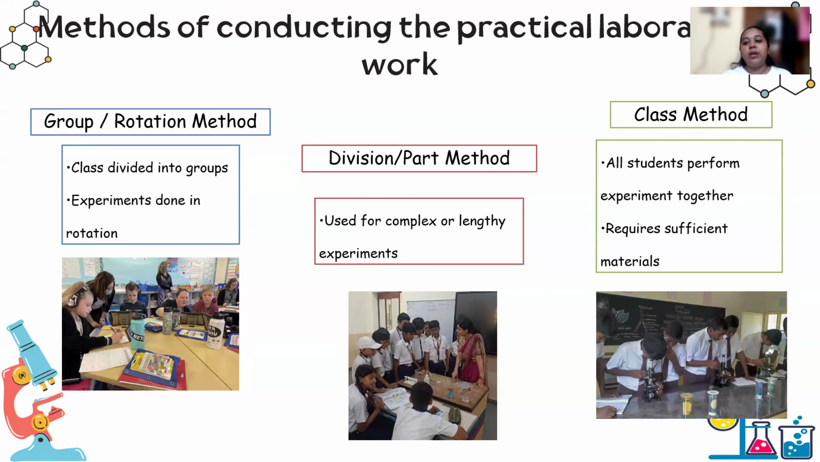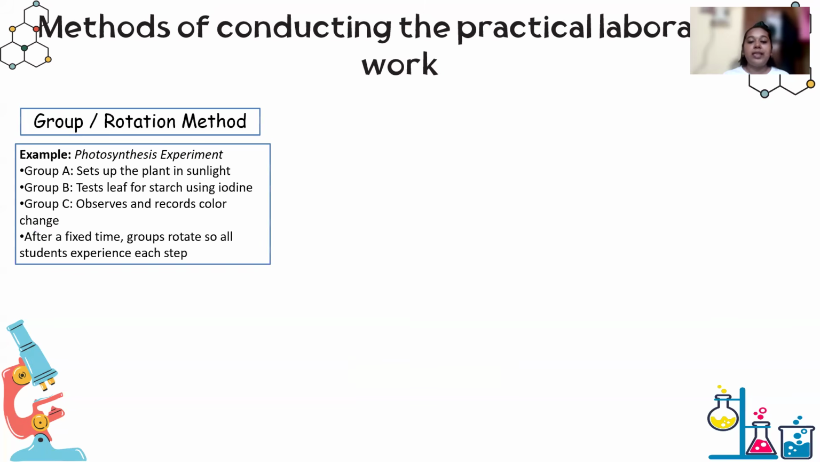Last one is the class method, where all students get a chance to perform the experiment together, which also requires sufficient materials. When the class method is considered, it is one of the best methods because each and every child is learning by doing. Next, we will understand the examples.